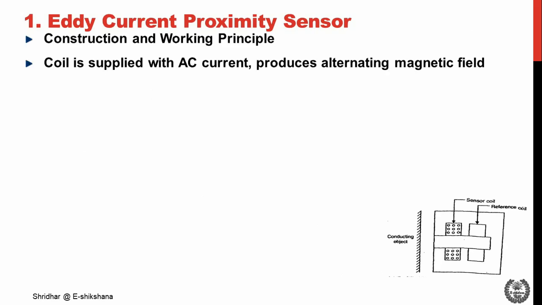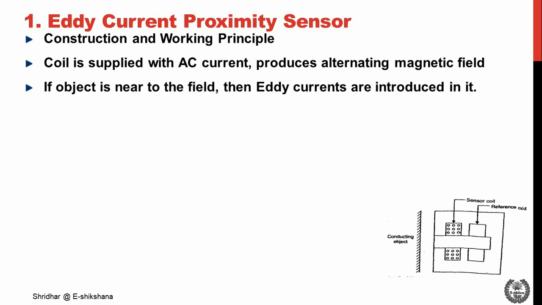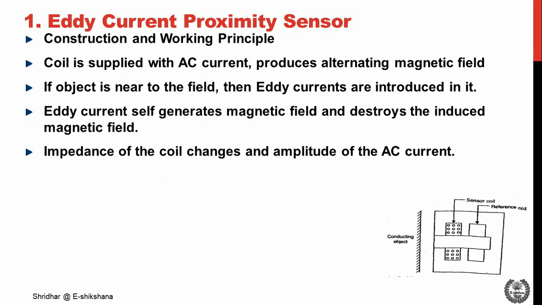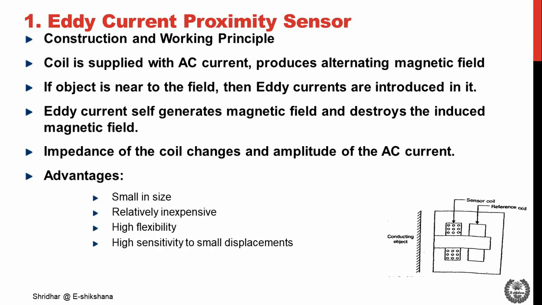A coil is supplied with an AC current which produces an alternating magnetic field. If there is a metal object in close proximity to this alternating magnetic field, then eddy currents are induced in it. The eddy currents themselves produce a magnetic field which opposes the magnetic field responsible for their production. Consequently, the impedance of the coil changes and also the amplitude of the alternating current.